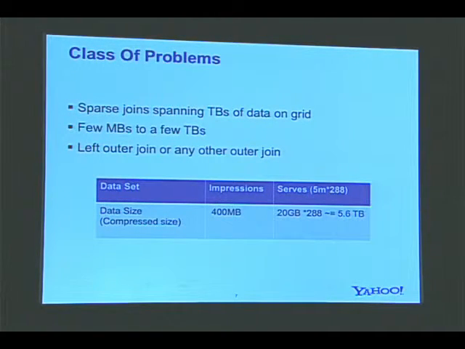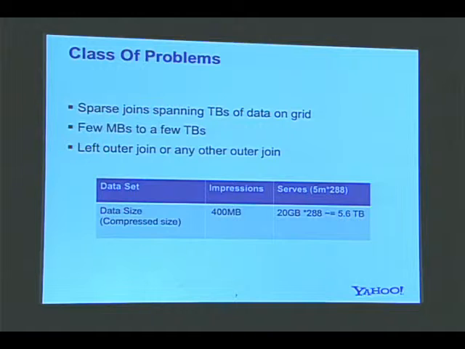So the general class of problems that we are trying to solve here is a sparse join where one side of the join is a few hundred megabytes or a GB or so, and the other side is very huge. Today in production we are seeing close to 5.5 terabytes.